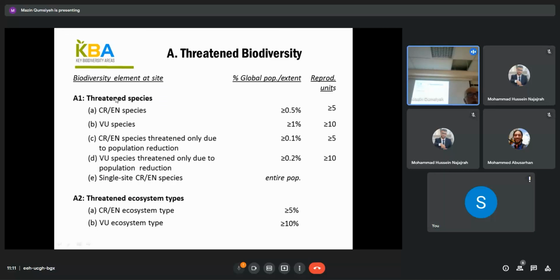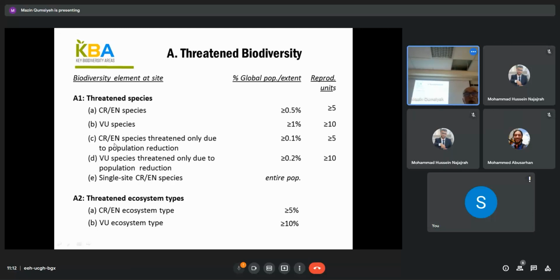So, you have two subcriteria, A1, threatened species. So, if the site contains species that are critically endangered or endangered, and that this site contains more than 0.5% of the global population of more than 5 reproductive units. Or the same for vulnerable species, but with different thresholds.